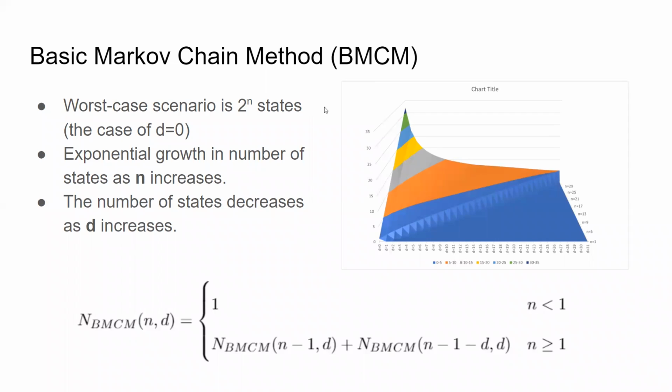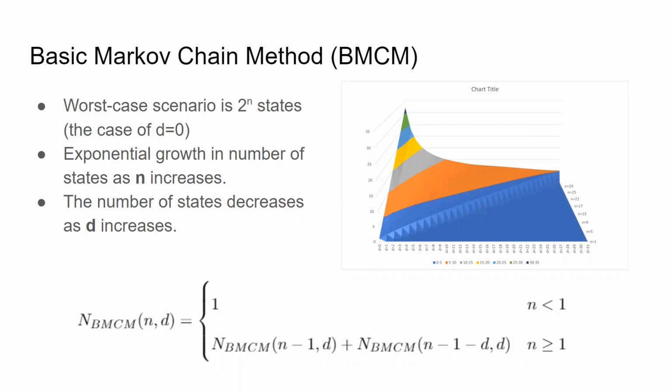So first, the basic Markov chain method, or BMCM. The idea is that we consider all possible frames, where whether a frame is possible depends on the downtime. In the case of downtime equals 0, you would get the worst case, which is 2 to the power of n states. Otherwise, you can use this recursive formula down here, which will give you the number of states. Once you have these frames, each frame is represented by a single state, and then you can connect these states with transition probabilities, which depend on the frame that each state represents.